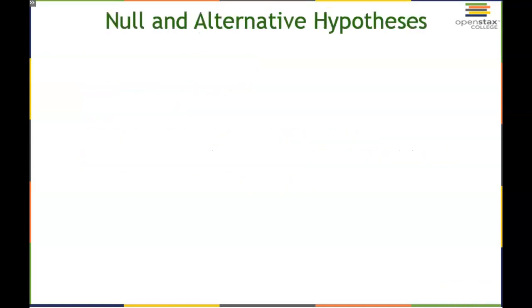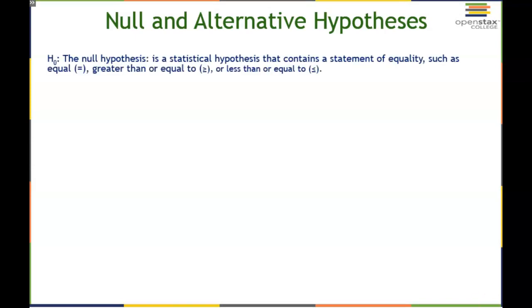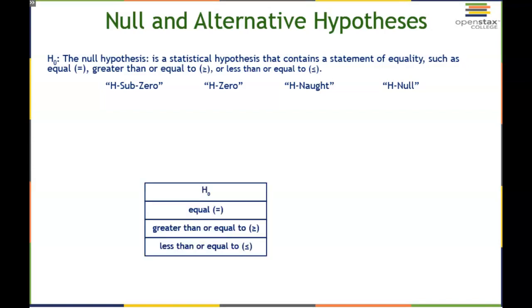The two contradictory hypotheses are called the null and the alternative. The null hypothesis is generally notated with an H with a subscript of 0, and we'll call this H sub 0, H0, H naught, or H null. We'll call it by several names, and occasionally I'll just say H0 or H null. But the null hypothesis is a statistical hypothesis that must contain a statement of equality, meaning that it has equal, or it could be a greater than or equal to, or a less than or equal to. So it's one of those three things.